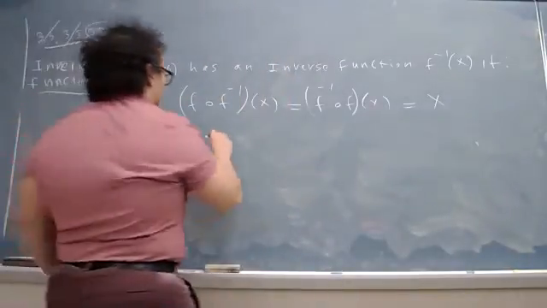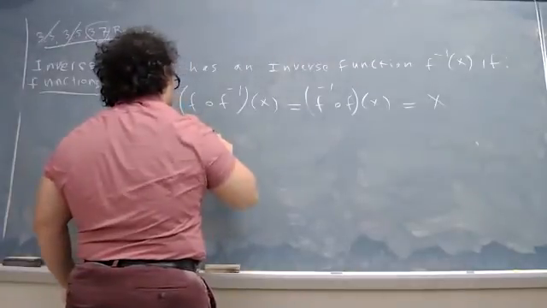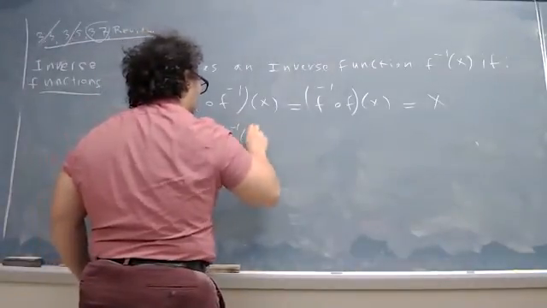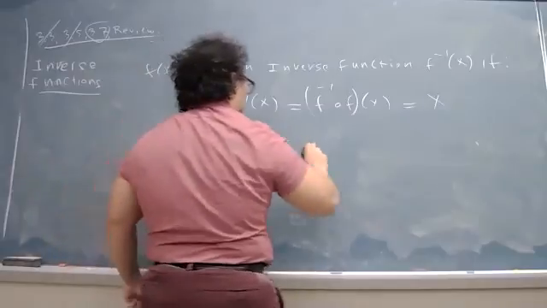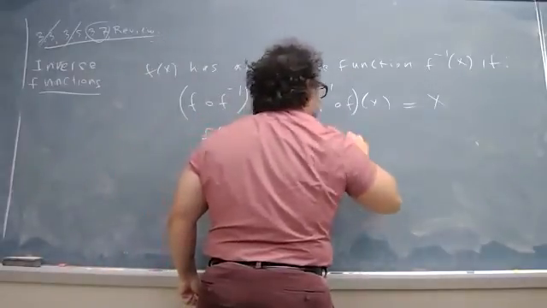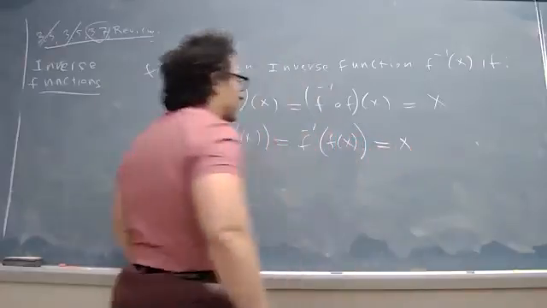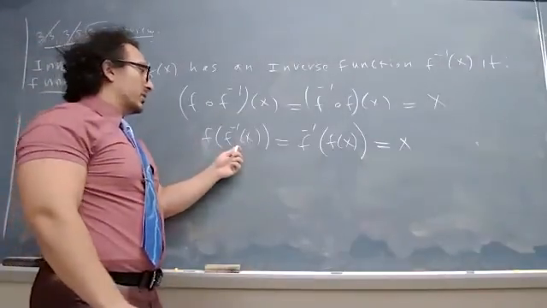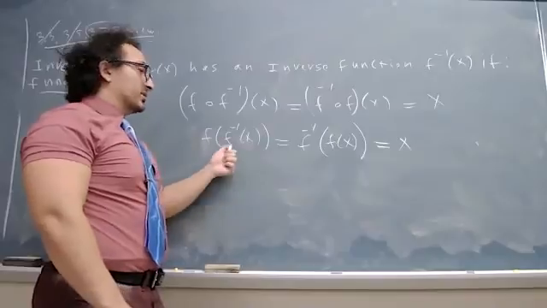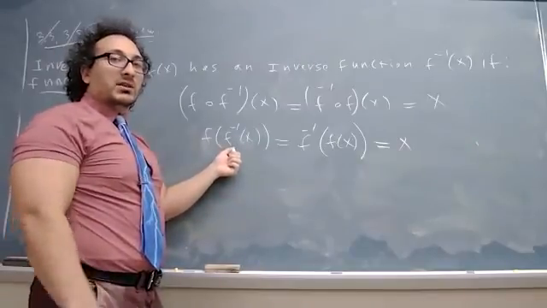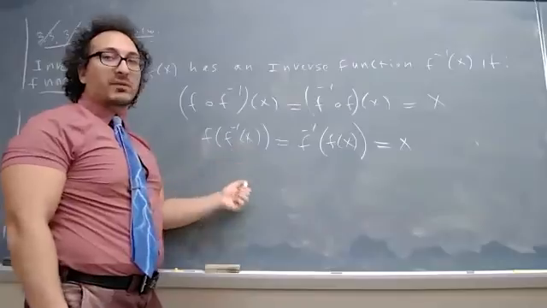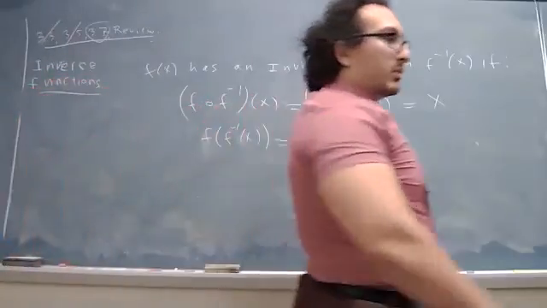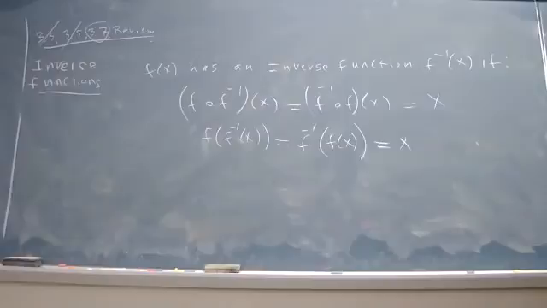Meaning, this is the same thing as f of f inverse of x is the same thing as f inverse of f of x, and that's equivalent to x. Meaning, it doesn't matter whether f inverse is the turkey or if f is the turkey or the stuffing. Whichever one is the turkey, whichever one is the stuffing, it doesn't matter. When you do function composition, they both end up equaling x.